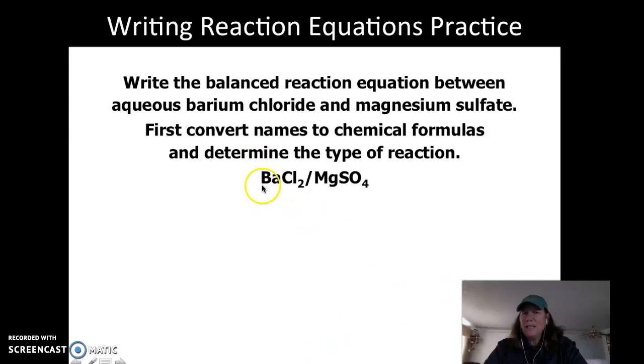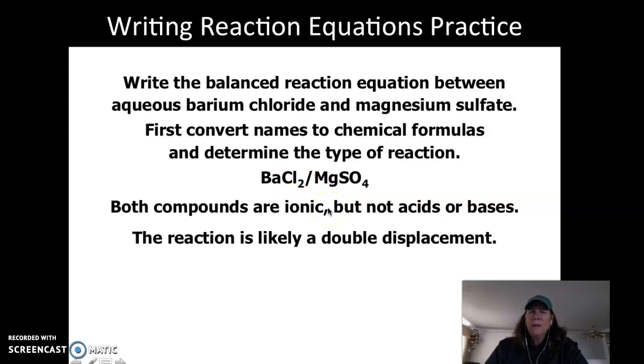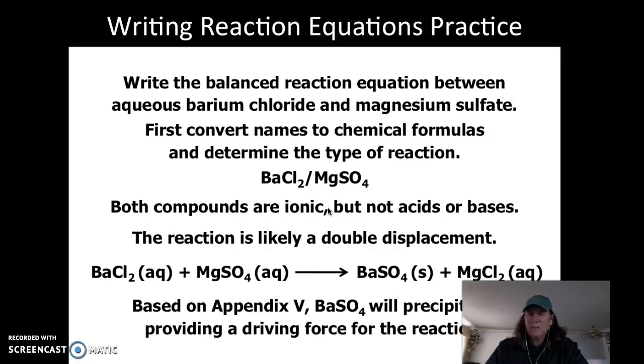So when I react these together, I'm going to end up with barium sulfate and magnesium chloride. They're going to switch. Both compounds are ionic, so it's a double displacement. The barium's going to go with the sulfate, the magnesium's going to go with the chloride. The really nice thing is, once I write the right formulas, this equation's already balanced. But remember, the positive one, the cation, is going to be listed first. They're just going to switch. So sulfate's going to come over here and chlorine's going to go over here.